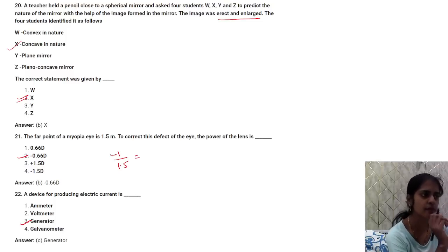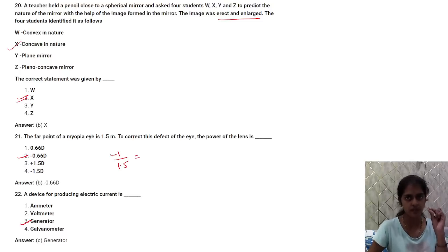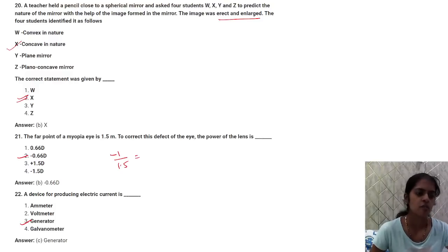So see where is the pencil held? It is erect and enlarged, they said. The pencil is held close. When you hold the object close to the mirror, where do you get the enlarged image? You get it in concave mirror, whereas convex gives you diminished images, isn't it? Concave will give you enlarged and erect image when you are holding the object closer to the mirror. So concave mirror is the correct answer. So child X was giving you the correct answer.